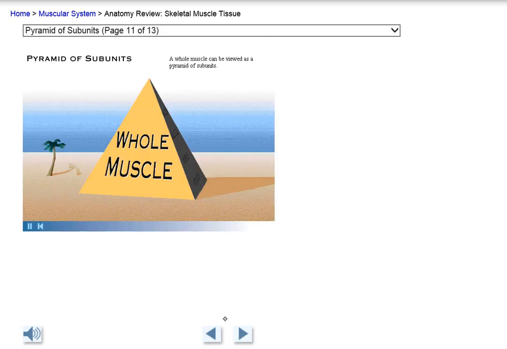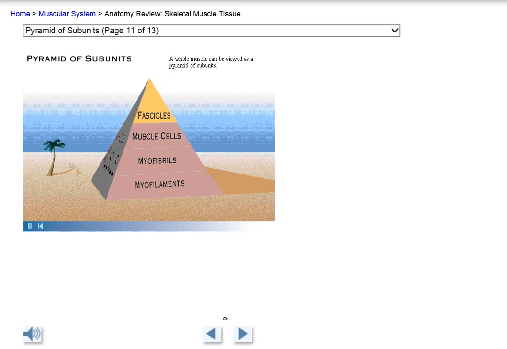In summary, a whole muscle can be viewed symbolically as a pyramid of subunits. A whole muscle is composed of many smaller units called fascicles. Each fascicle, in turn, contains numerous muscle cells, also called muscle fibers. And as we have seen, each cell is composed of many additional subunits called myofibrils. The smallest and most numerous of all subunits are the myofilaments, which are found within the myofibrils.